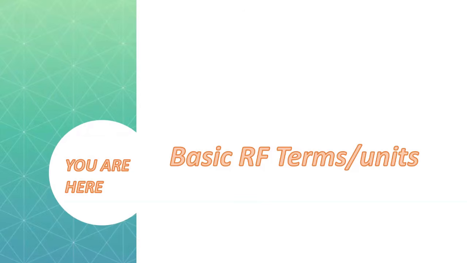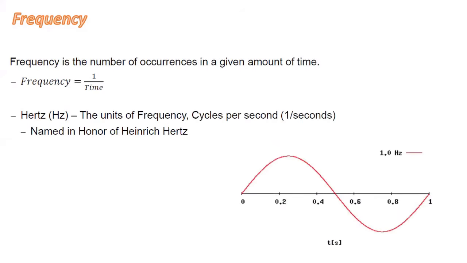Before jumping into in-building design, we should learn some basic RF terms and units. The first one is frequency. As you know, frequency is the number of occurrences in a given amount of time. Frequency is 1 divided by time, and the unit of frequency is hertz, which is cycles per second.